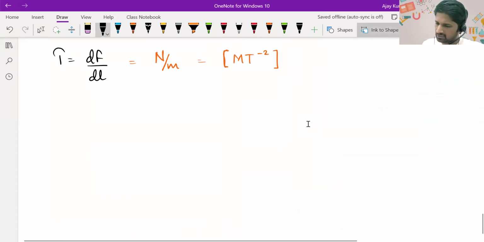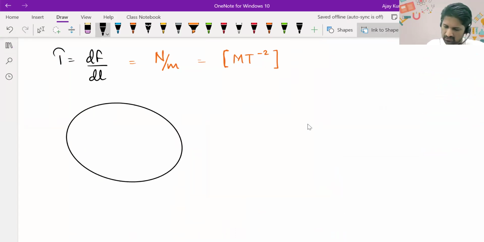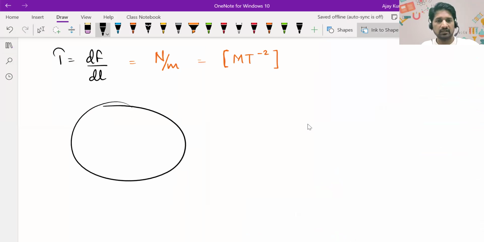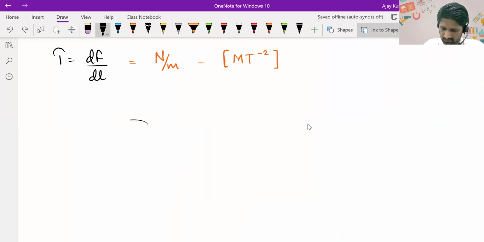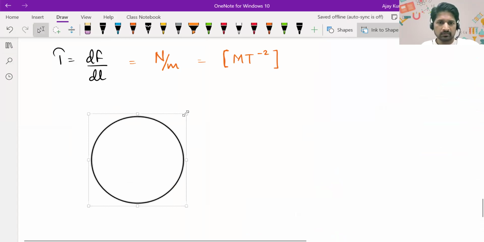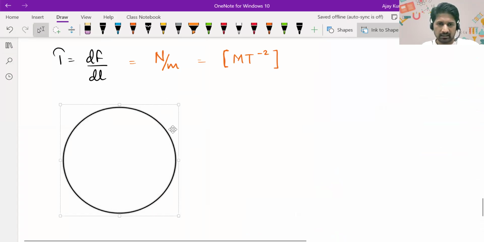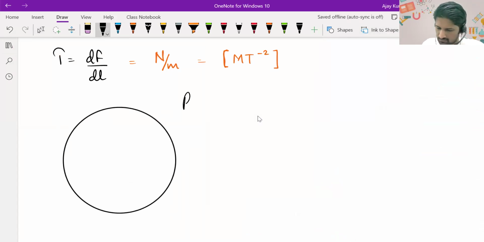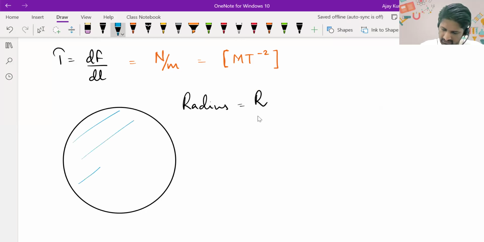So let's see how many of you can solve this. Suppose there is a ring. We'll take a circular ring itself. Assume the ring's radius is r. And let's say the ring has a liquid surface inside it, a film of soap solution inside it.